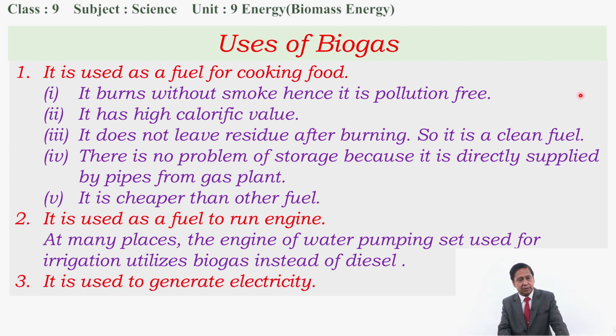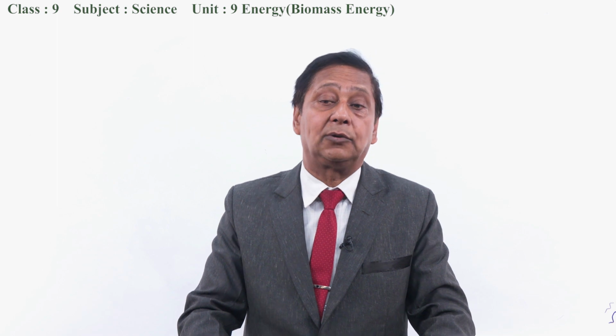Now there is another use also. It is used to generate electricity. While generating electricity, biogas is used to boil water, and the boiled water produces steam, and high speed steam is used to rotate the turbine. The turbine runs the generator, and the generator produces electricity. This way biogas can be used for different purposes. First, cooking; second, it can be used to run different engines; and third, it can be used to generate electricity also.